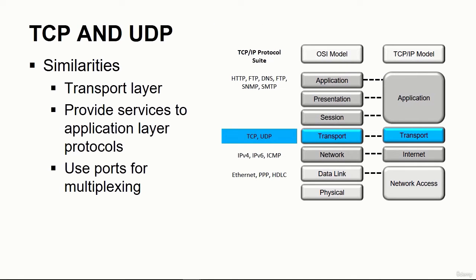Both TCP and UDP reside in the transport layer of both the OSI and the TCP/IP models. Both protocols provide transport services to application layer protocols. Both protocols use port numbers and sockets to identify and multiplex communications between application processes. However, as we're going to see, the two protocols function very differently and have their own strengths and weaknesses that make each more suitable than the other for different types of protocols or different types of communications.